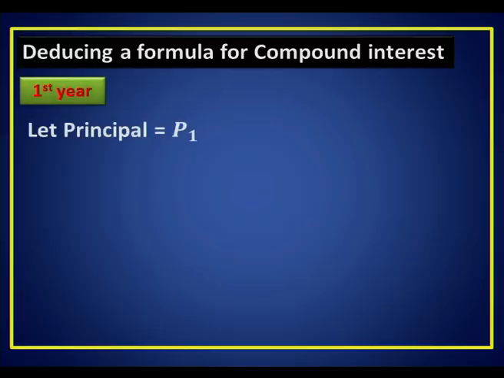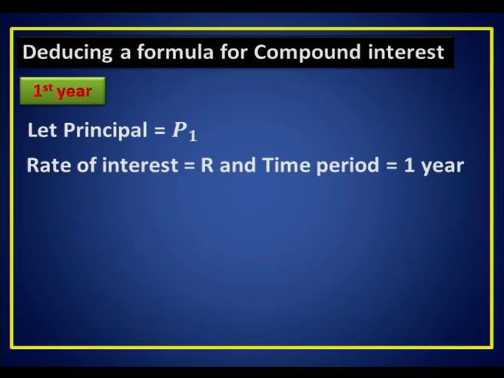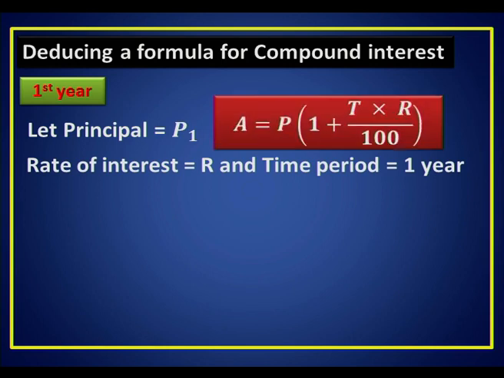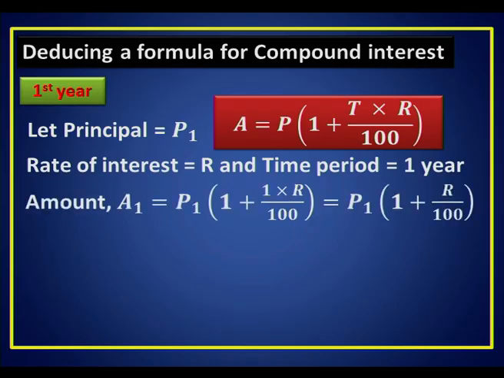So, let us calculate for the first year. Let the principal be P1 and the rate of interest be R, and the time period, as we are calculating it for 1 year, T is 1 year. Now, we have already learned that the amount is given by P into 1 plus T into R by 100. Now, let us substitute the values. So, here the amount for the first year, I will mark it as A1, and P1 is the principal into 1 plus TR. Here T is 1, so we have substituted the value as 1 into R by 100. So, we get P1 into 1 plus R by 100. Now, this is the amount after 1 year.